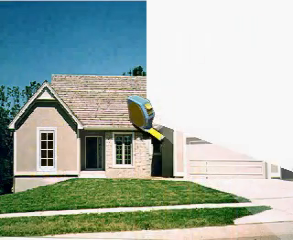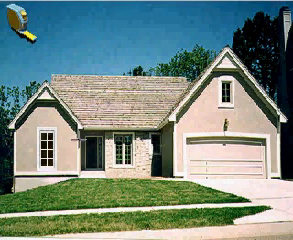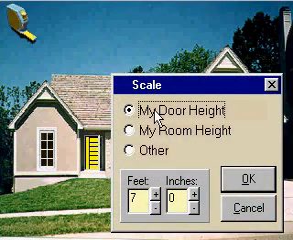Use the tape measure tool to set the scale for the house in your picture. Building materials such as siding or roofing will then assume this scale and look appropriate on your picture. Click the crosshair's cursor at the top of the door to anchor it and drag it to the bottom of the door. Then define the height of the front door.